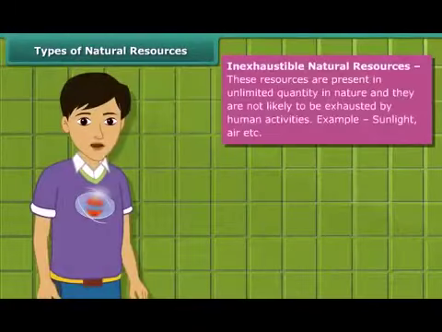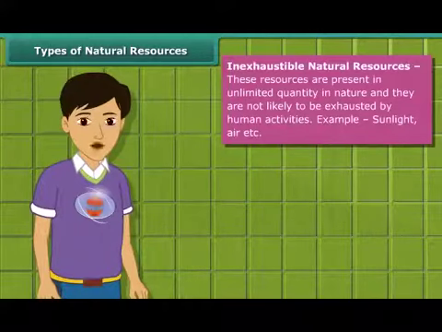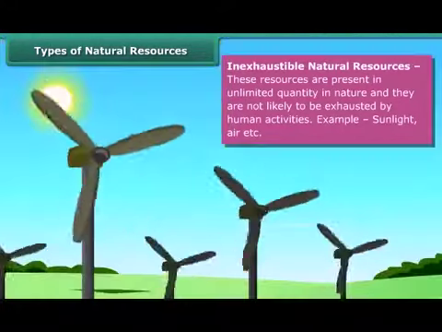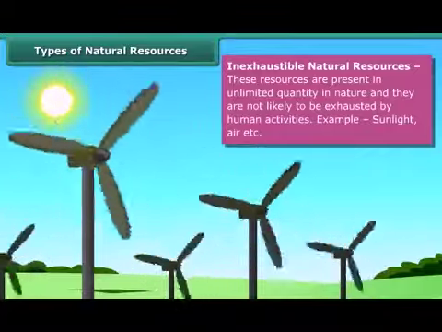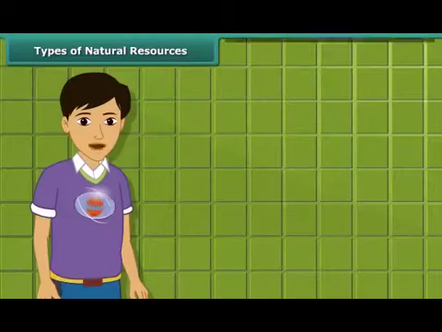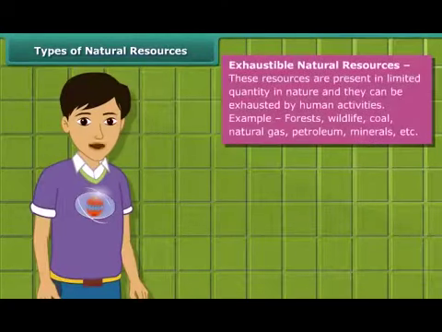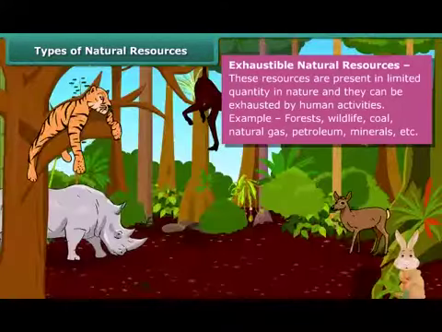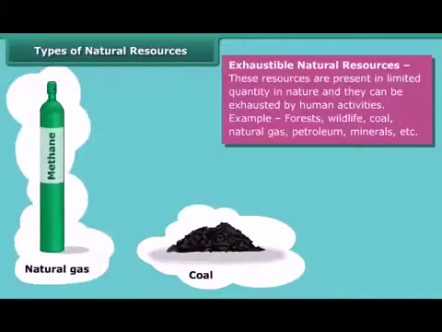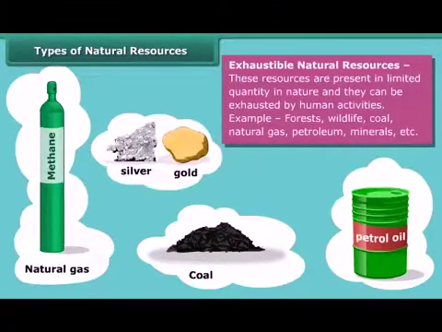Inexhaustible natural resources are present in abundance, hence it is unlikely that they will be exhausted by any human activity. Sunlight and air are examples of such resources. On the other side, the amount of exhaustible resources is limited and they can be exhausted by human activities and consumption. Forests, wildlife, coal, natural gas, petroleum, minerals are the examples of these resources.